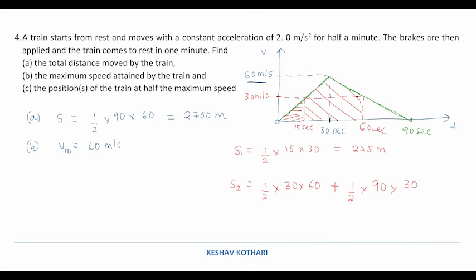So on solving this, we obtain the second position where the particle is at half the maximum speed. So we can solve this out. 60 into 30 divided by 2 will give us 900 meter, plus 90 into 30 divided by 2 will give us 1350 meter, and on adding both, 1350 plus 900, we obtain 2250 meter. So this question can also be solved in a graphical way like this. Let us move to the next question.